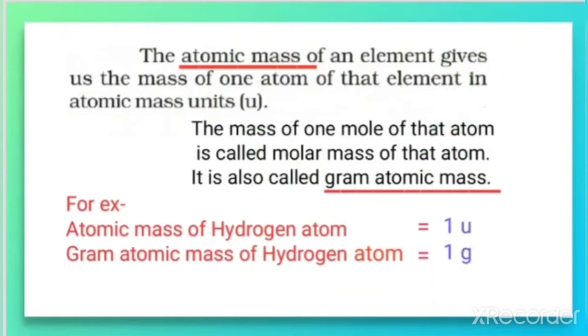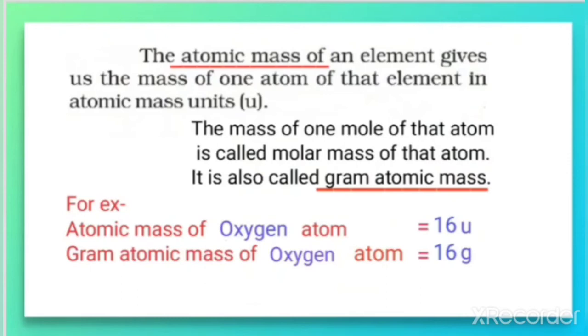Let us take an example for oxygen. In the case of an oxygen atom, the atomic mass of oxygen is 16 U. The gram atomic mass for an oxygen atom is 16 gram. Check here. The numerical value is the same, but the unit is different. So for any atom, if the atomic mass is X U, then the gram atomic mass will be X gram. So it is very easy to write the gram atomic mass once you have learned the atomic mass, which is a particular value with the unit U. What will be the gram atomic mass? The same value, but keep the unit gram in that case.